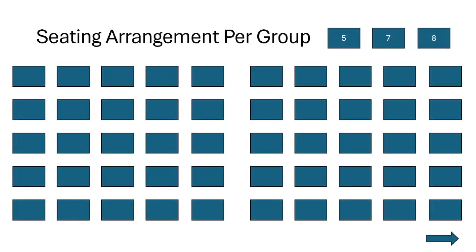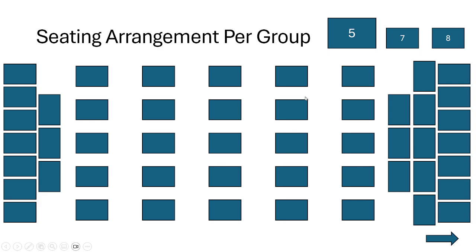Sitting arrangement will be like this. This is the layout of B3, I think. We have five columns with 5 rows. So if your set has 5 groups, this will be the layout. This will be the layout for the set that has 5 groups.